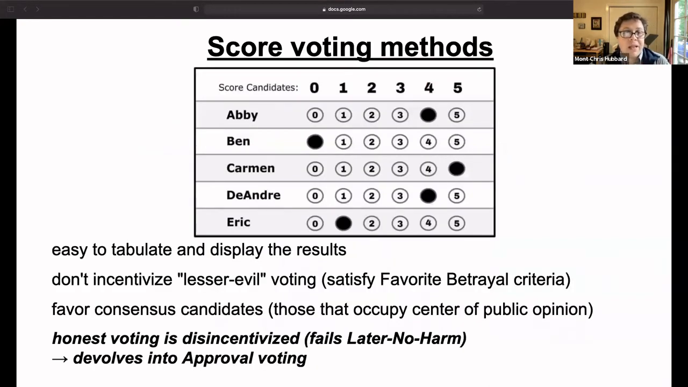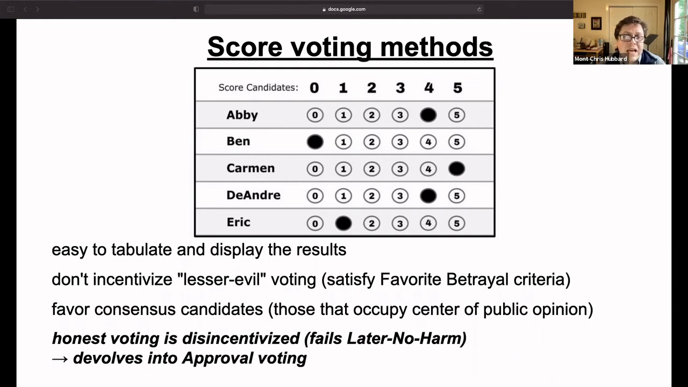Score methods you would use about like this. You can give candidates equal scores. You can see here that this voter gave Abby and DeAndre the same score. Score methods are easy to tabulate. The results are easy to display. They don't incentivize lesser evil voting, and they tend to favor consensus candidates.